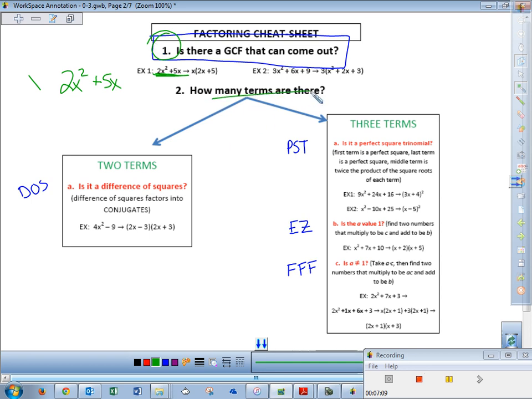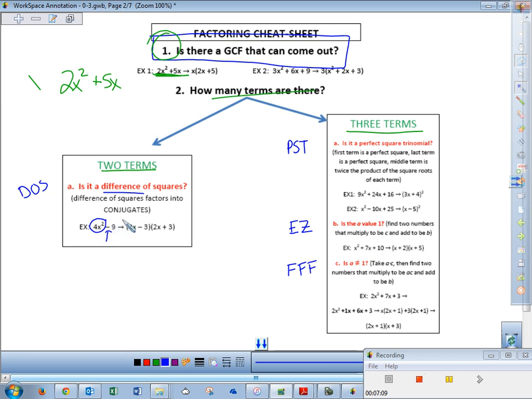You want to know how many terms there are. There's either going to be 2 terms or 3 terms in the simple factoring problems that we'll do this year. If there are 2 terms, there is only one way to factor that. That is if it is a difference of squares. Remember, difference means subtraction, so it's got to be a subtraction problem. And the 2 terms both have to be perfect squares.